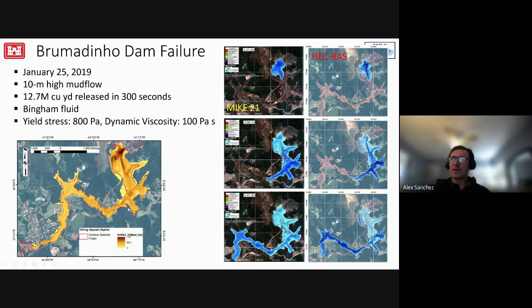And on the right, there's a bunch of comparisons of Mike 21 results with HEC-RAS. Mike 21 also has the ability to model debris flows as a Bingham fluid. And so the comparison was done with the same exact parameters. And the model results were compared, and they compare fairly well. I will say in RAS the equations are slightly different because we have slope corrections and Mike 21 does not. So it's not a perfect one-to-one comparison, but pretty close.